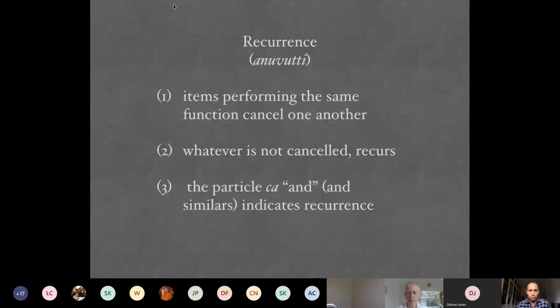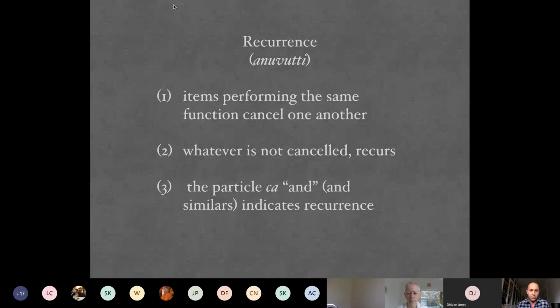If we had to put this mechanism into a sort of rule of thumb, the basic three rules all combined, it would be something like this. Items performing the same function cancel one another. This is the first principle. So when you have a series of rules, if there are items performing the same function in the sentence, they cancel one another. And the most important rule, number 2: whatever is not cancelled recurs. So if something is not denied, it still recurs. It has to be read again.